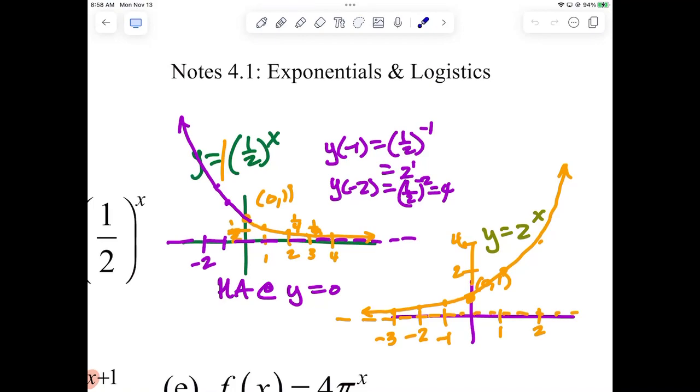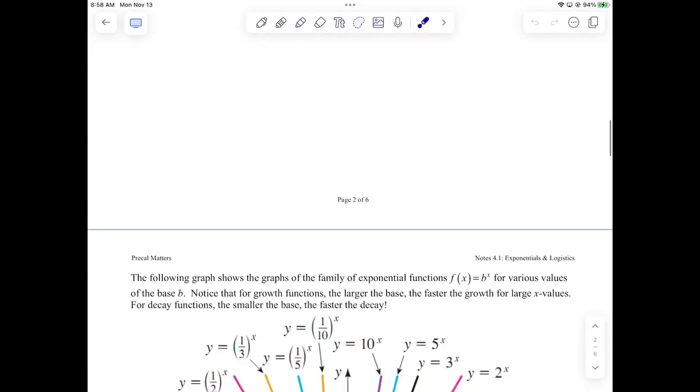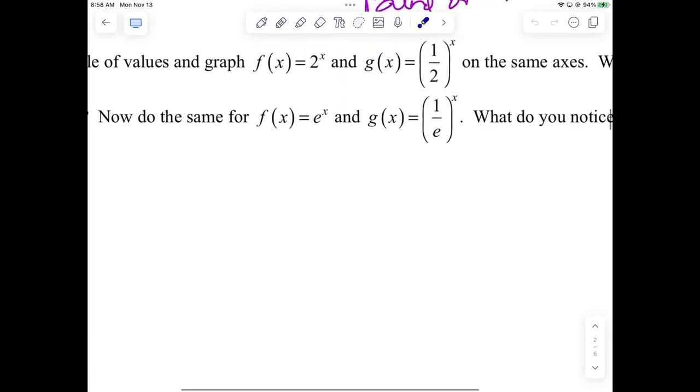They're reflections of each other across the y-axis. Yeah, there you go. If one of them is increasing by doubling and the other one is decreasing by halving, then they're really the same growth rate. They're just on opposite sides of the y-axis. So we could actually do the same thing for e and 1 over e. We could do the same thing for 3 and 1 over 3.